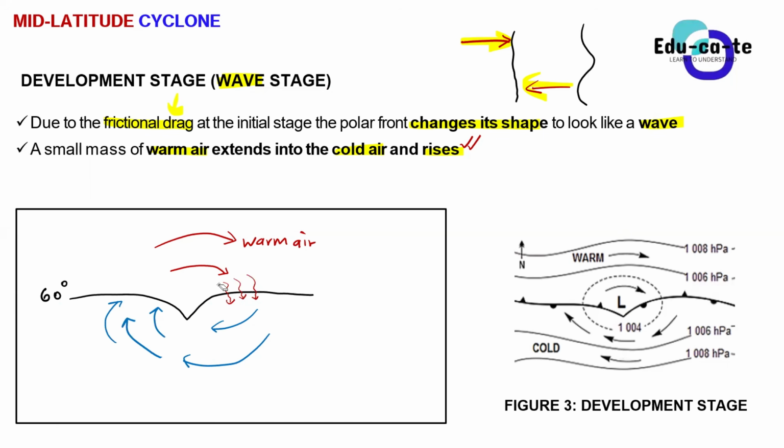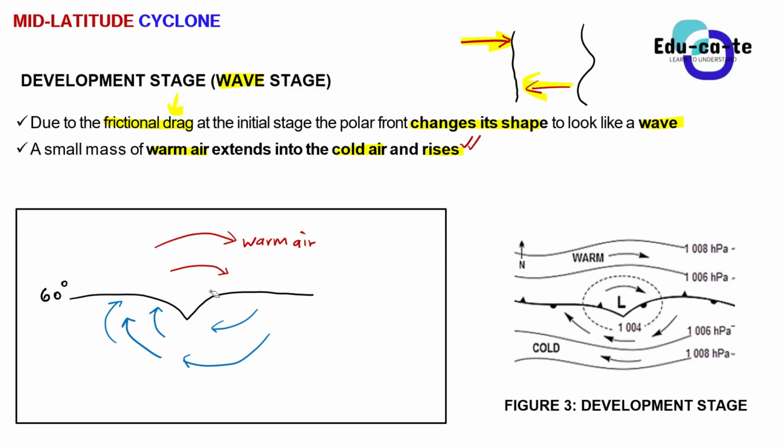When you say the small mass of warm air will extend to that cold air, so the cold air is going down, it subsides, right? Yes. So when the warm air rises, what will happen because the cold air is subsiding and the warm air is rising? Yes, we are still going there.